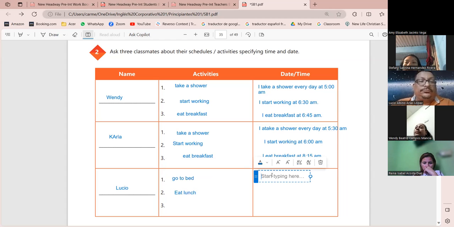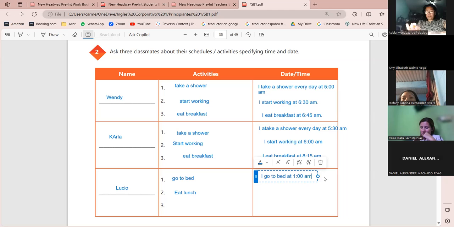A ver, volvámosle a hacer la pregunta, la primera. What time do you go to bed? I go to bed at 1 o'clock a.m. At 1 o'clock a.m. Very late, okay. Yes. All right. Now, second question.